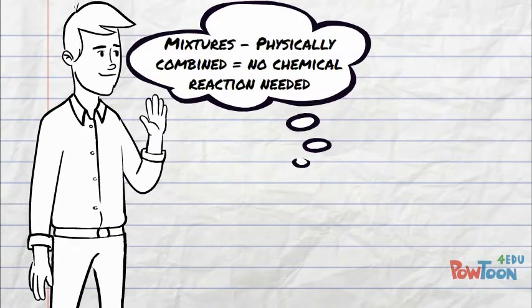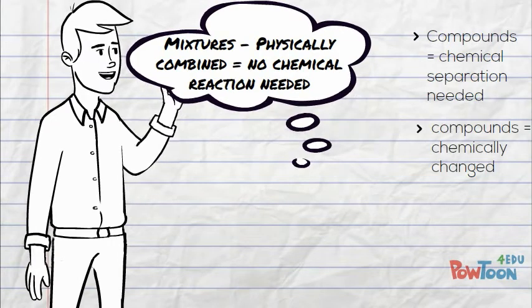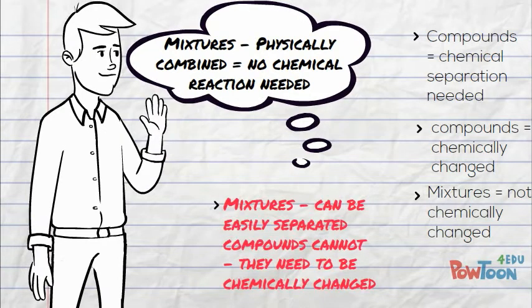In a mixture, substances have been physically combined. There's no chemical reaction. In a compound, chemical separation is needed because there has been a chemical reaction. Mixtures are not chemically changed, so they can be easily separated. Compounds cannot. They need to be chemically changed.